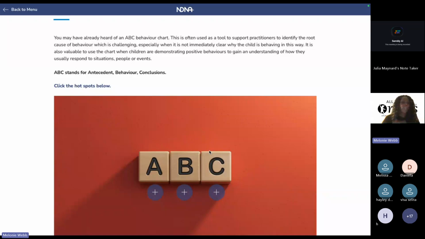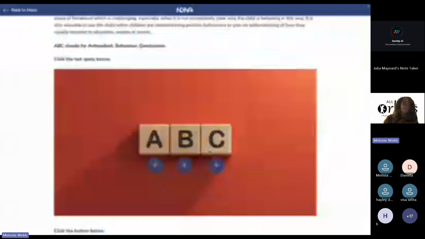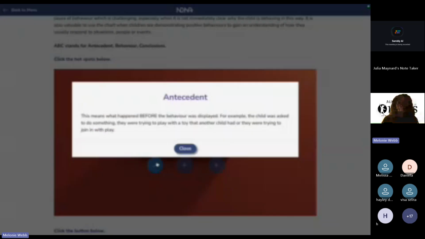ABC, and I don't think a lot of people realise what ABC stands for, but it's antecedent, behaviour, and conclusions. So the antecedent means what happened before the behaviour was displayed. For example, were they asked to do something specific? Were they trying to play with a toy that another child had? Or were they trying to join in with play?